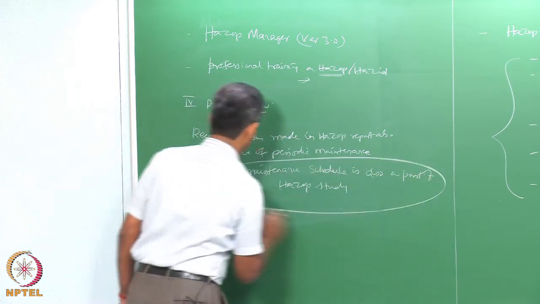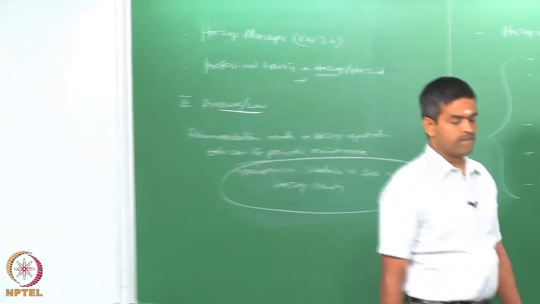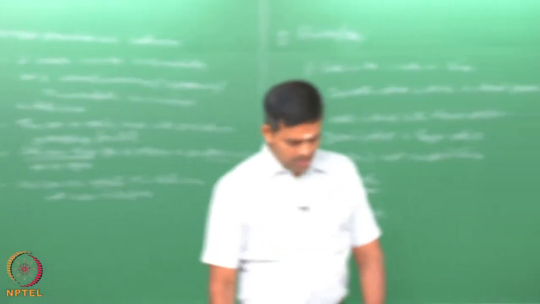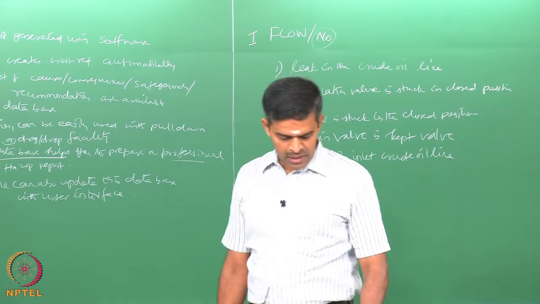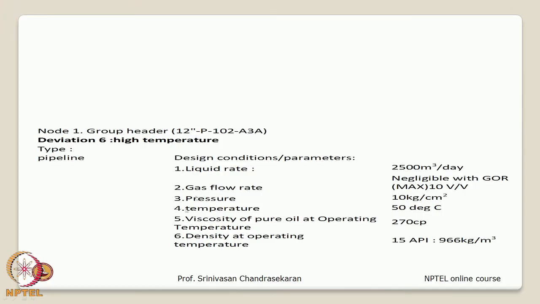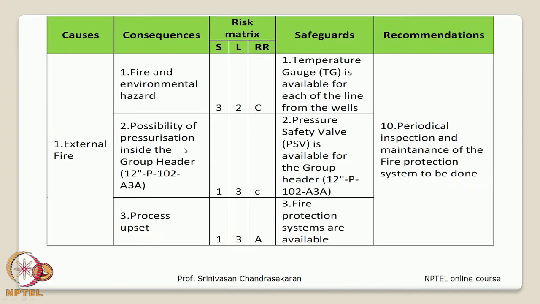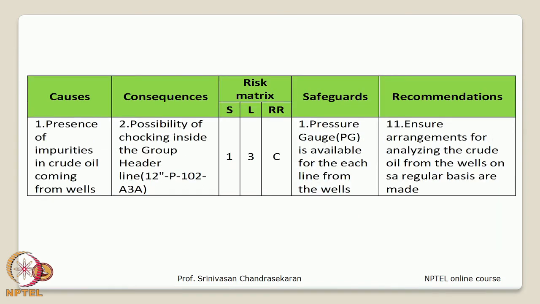Okay, that is very important. So, pay attention to the screen now. We are looking for the causes and consequences arising from high temperature. We said it can cause external fire, it can cause the presence of impurities in crude oil coming from the wells, and it can result in choking of the line because that can result in high temperature.